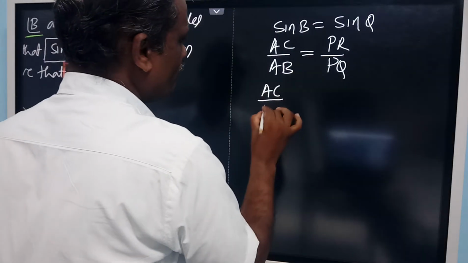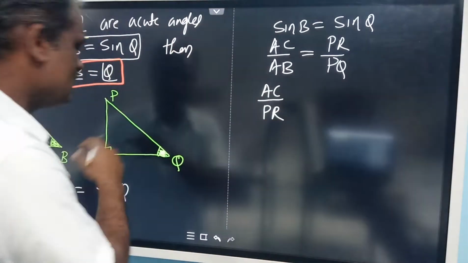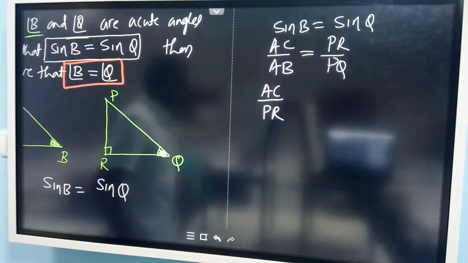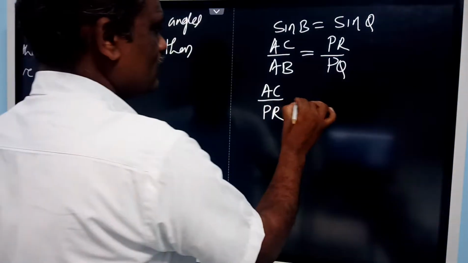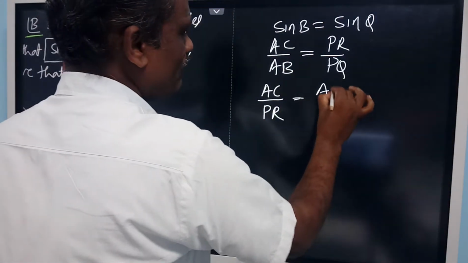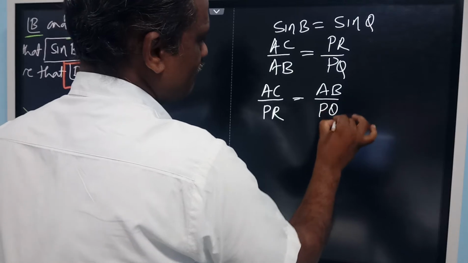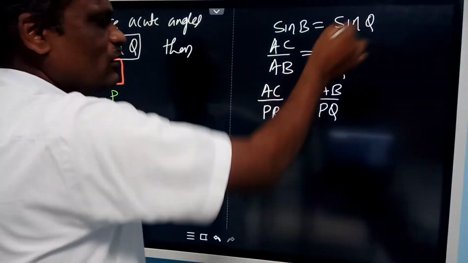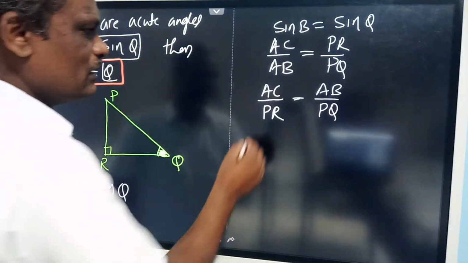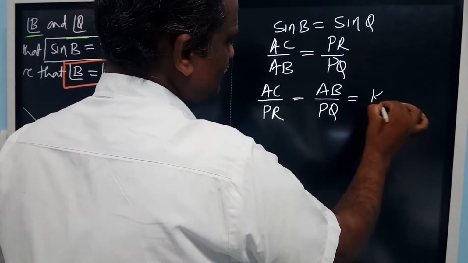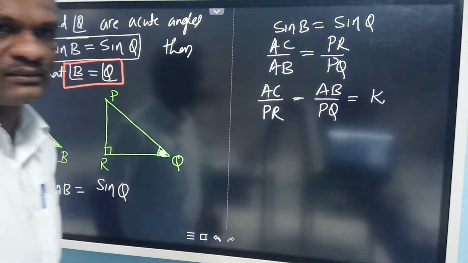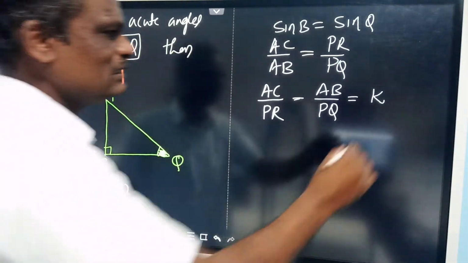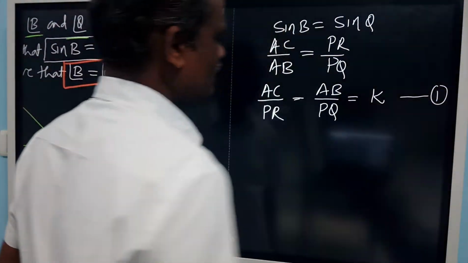Now just a little transfer I will do. AC by PR, with reference to these two diagrams, we are linking this. AC by PR is equal to AB by PQ. So transfer PR to the denominator, AB to the numerator, cross multiplication. Then let us take this value as some k or some value x. Anything you can take. Call this equation 1.